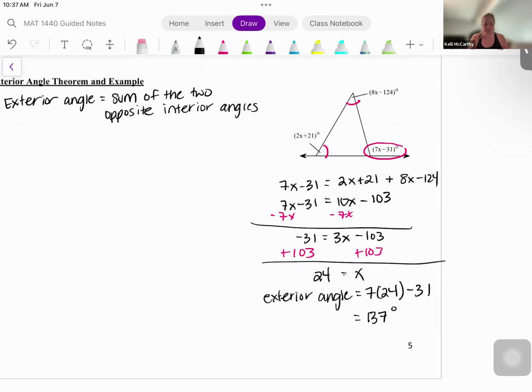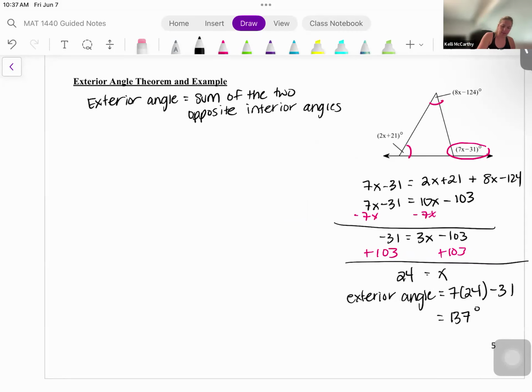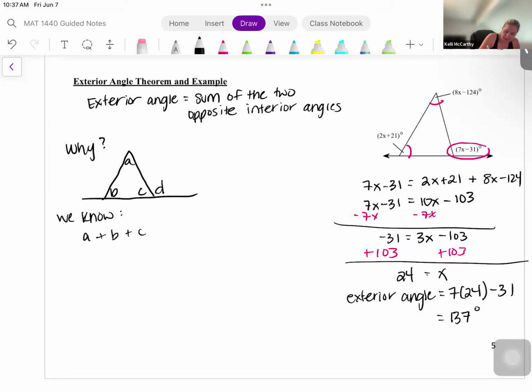Now, why does this work? Okay, so we're going to simplify this picture. So I'm going to draw a triangle and I've got some extensions and I'm just going to label my angles. So we're going to call this angle A, angle B, angle C, and angle D. Now, what do we know? We know that A plus B plus C is equal to 180 degrees. We also know that C plus D is equal to 180 degrees because these two angles make a straight angle.